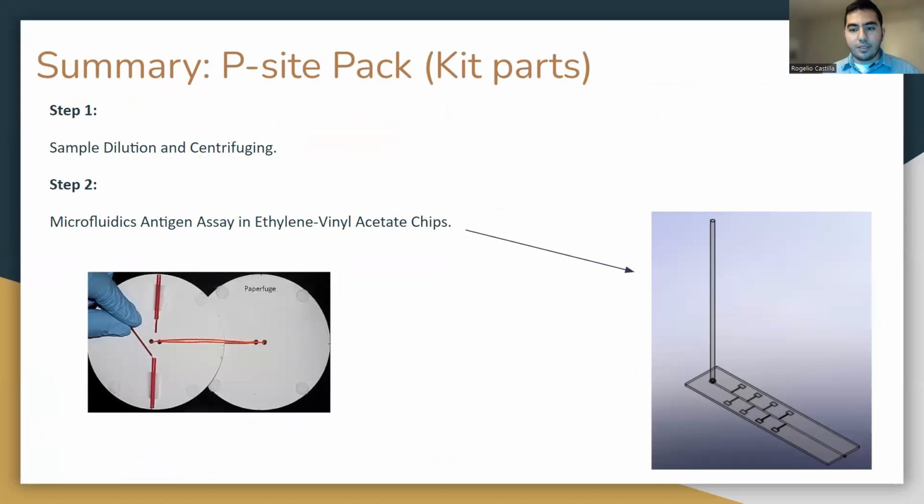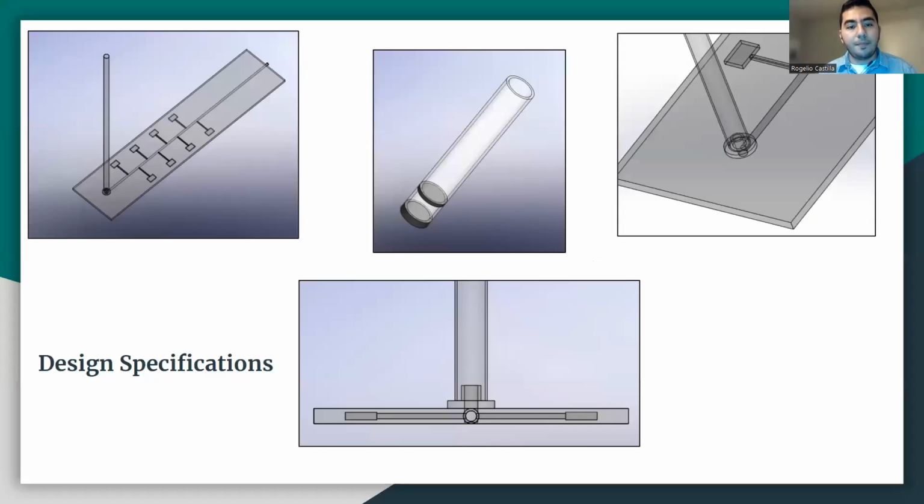Given these issues, we decided to come up with a very simple yet innovative solution that only consists of 2 steps and is very economic. It deals with sample dilution and centrifuging, which can be done with a paper centrifuge, very cheap and very rapid. And then step 2 would be using the very widely used microfluidic technology used with blood tests and just applying them to these samples to run them through an EVA chip antigen assay.